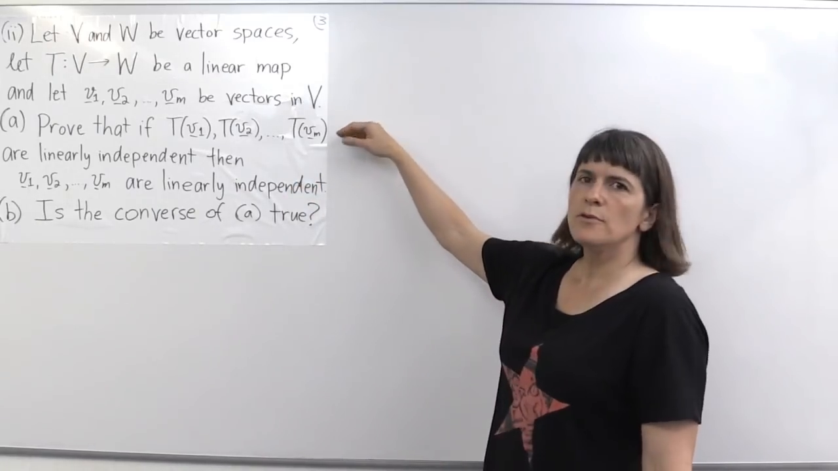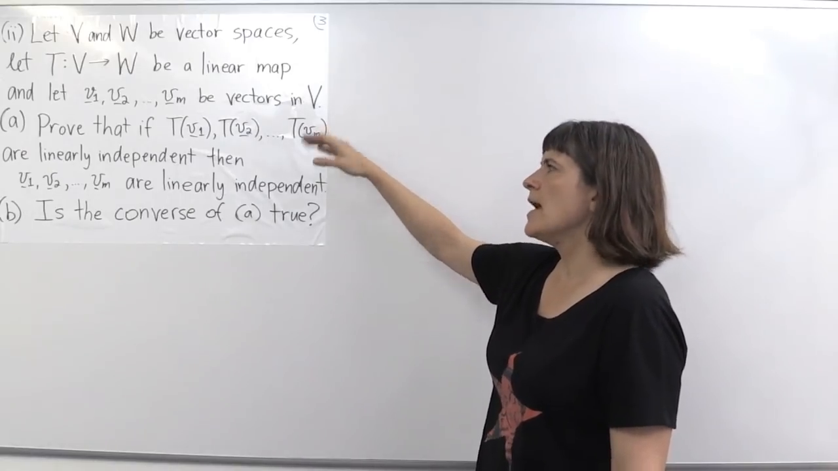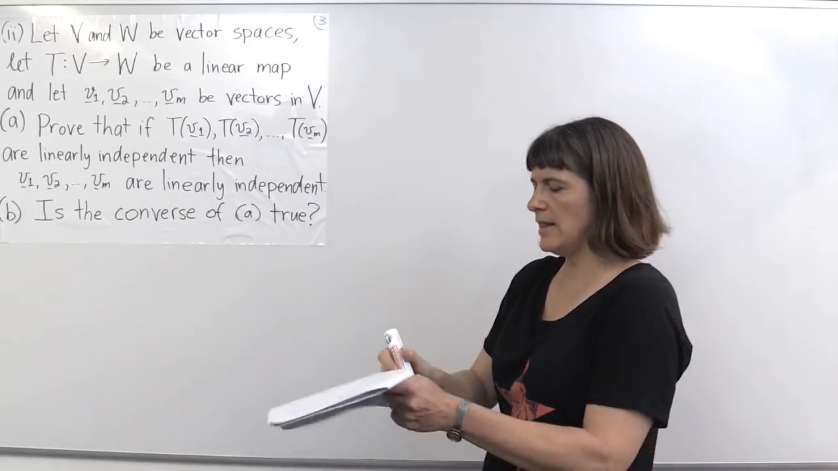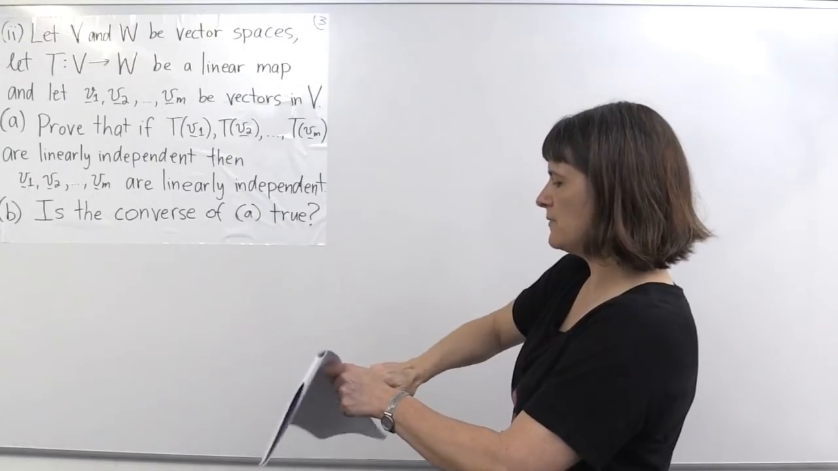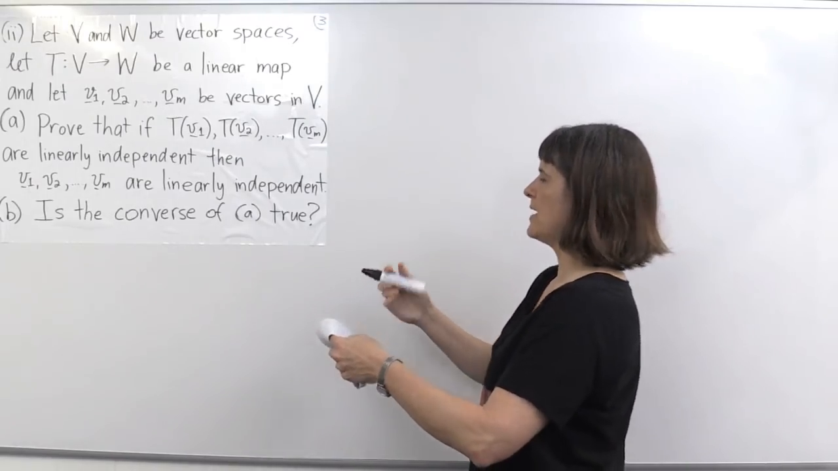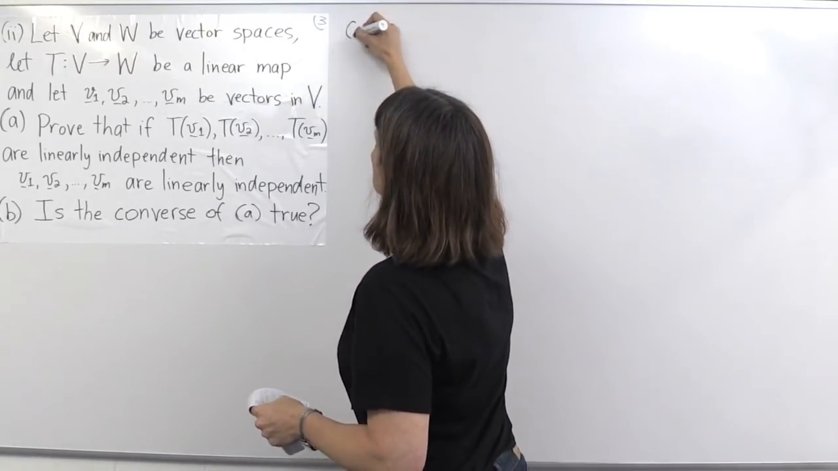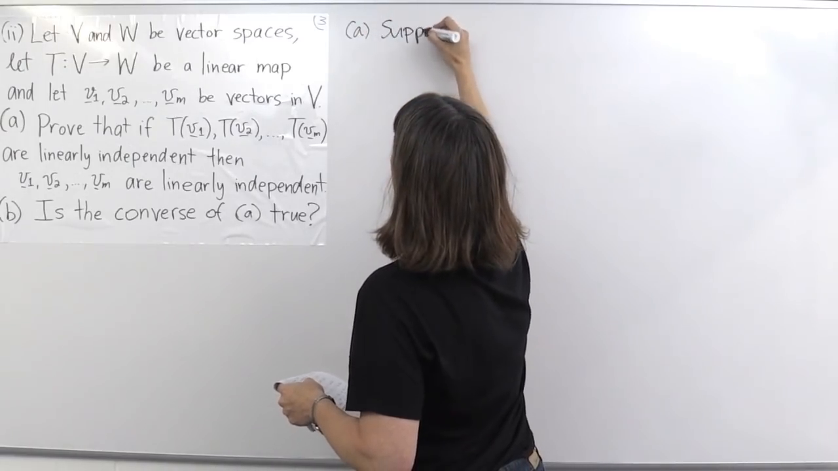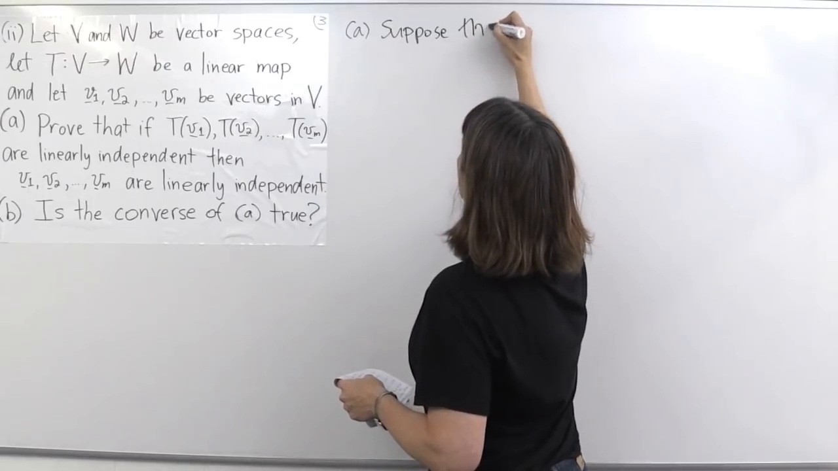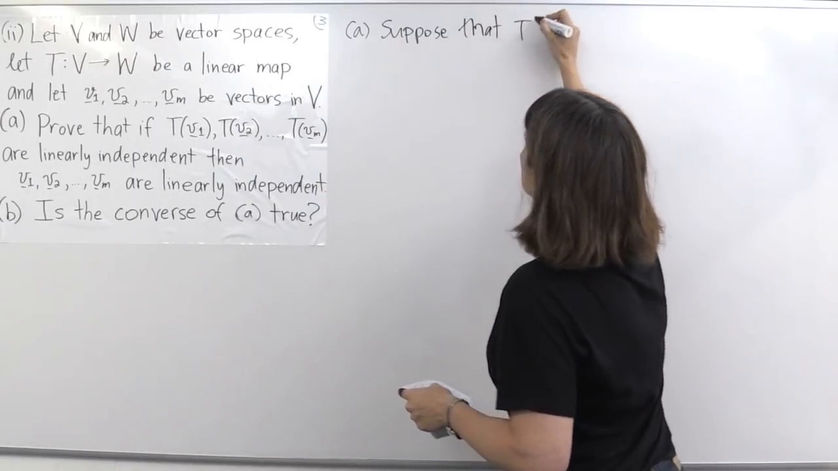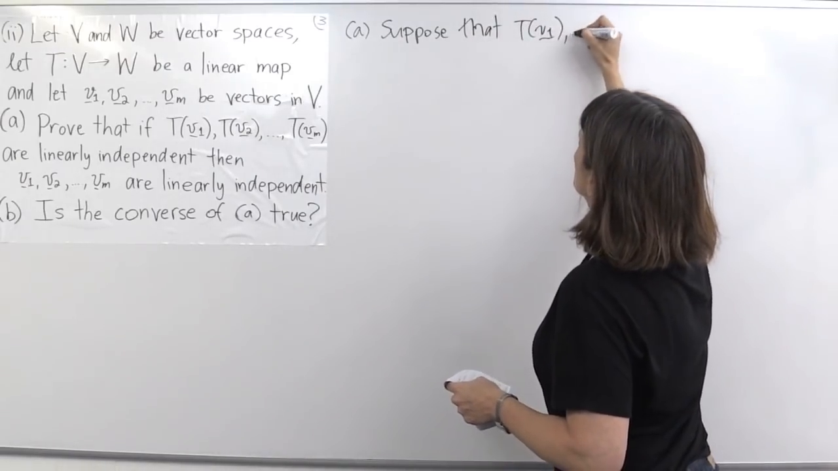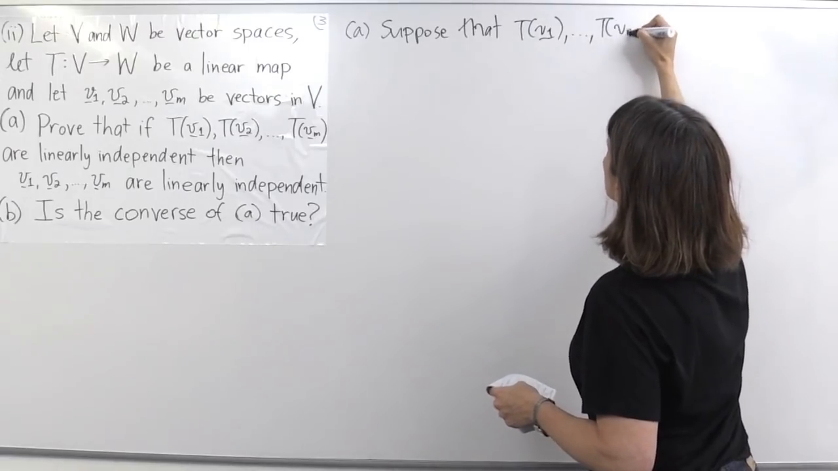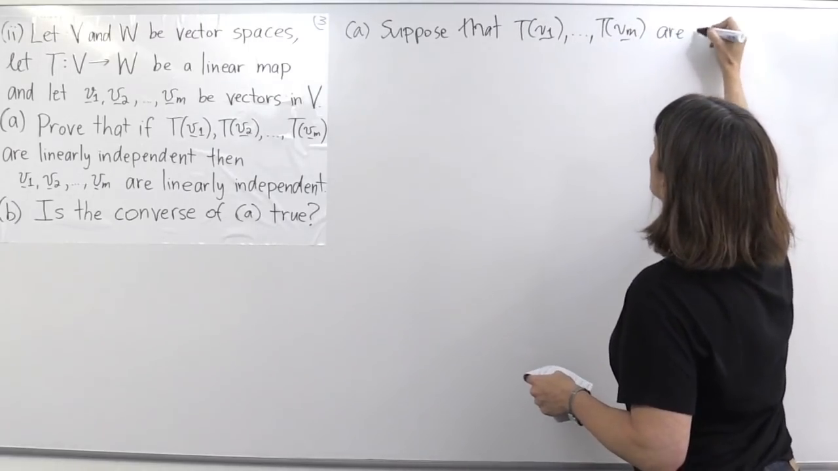So this is just a nice proof where we assume this, and we want to show that V1 up to Vm is linearly independent, or the set of those is linearly independent. Okay, so let's start by writing down our assumptions. So we're supposing that T of V1 up to T of Vm, these vectors are linearly independent.